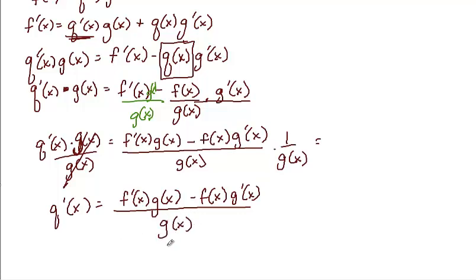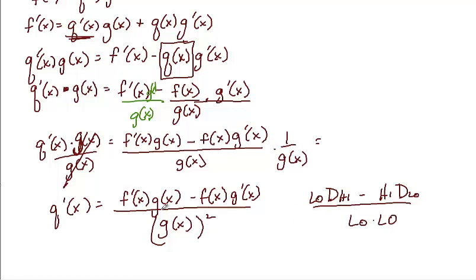Now this is something you'll have to have memorized, and it seems like a lot, but some people like the little mnemonic: low d high minus high d low, all over low, low, because the denominator is supposed to be squared. So it's the low one times the derivative of the high one, minus the high one times the derivative of the low one, all over low, low. Remember it however you want to, but you are going to have that. You'll do it so much you'll have it memorized eventually. And if you don't want to keep looking back at it over and over again, just remember low d high minus high d low all over low, low.